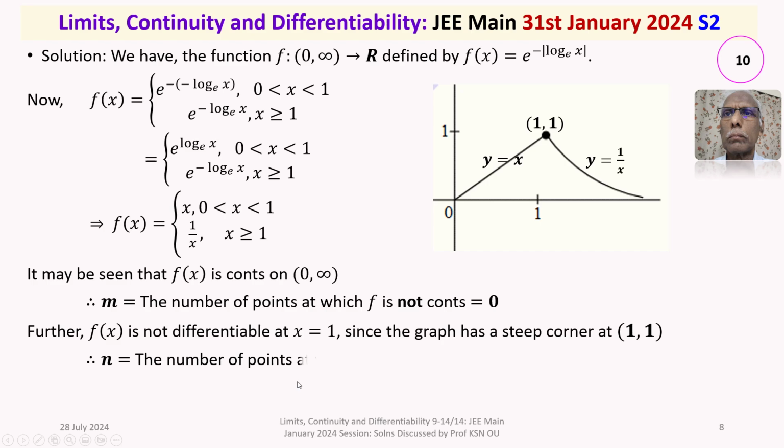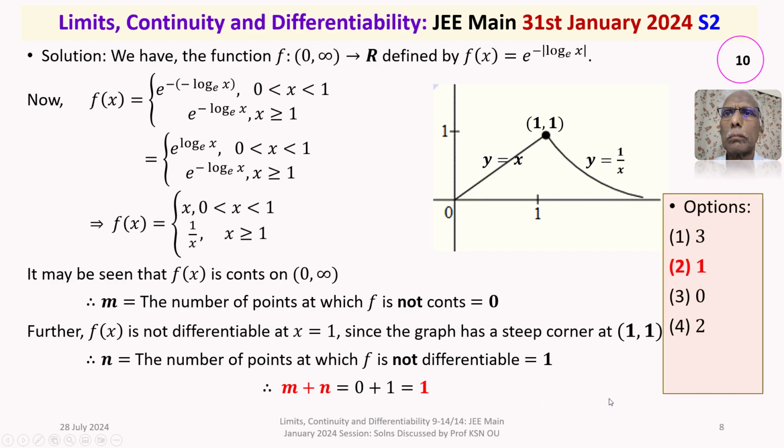Therefore, n, the number of points at which f is not differentiable, is 1. Required to find the value of m plus n, that is 0 plus 1, which is equal to 1. So let's look at our options. Our answer 1 appears against option 2. Therefore, the answer to this question is option 2.